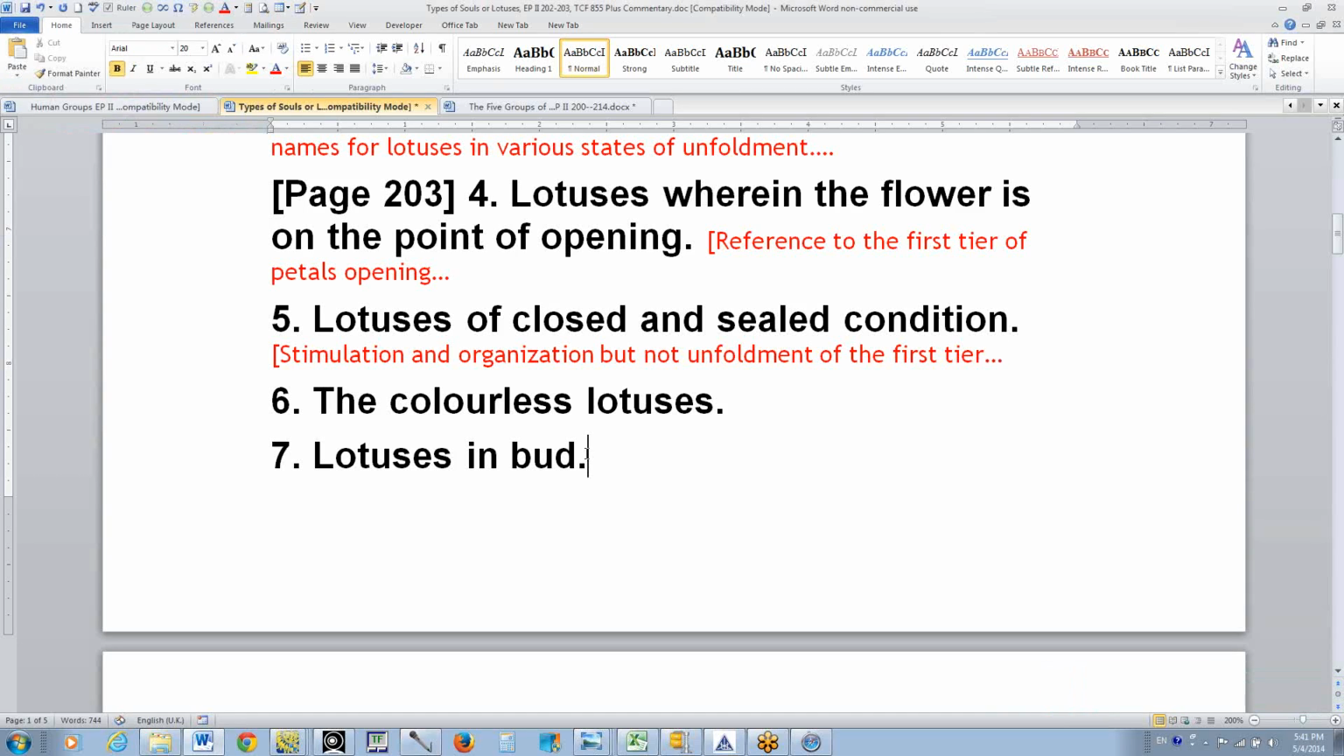So a true lotus in bud, a lotus at the point of individualization. Okay, individualization. How is this spelled? Individualization. I have a little abbreviation for that, which I have managed to forget.